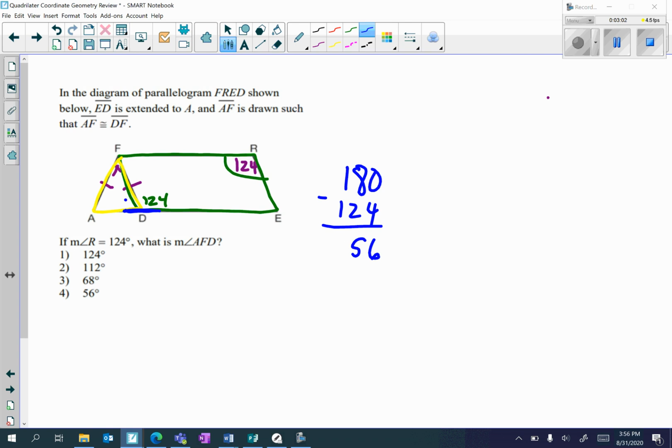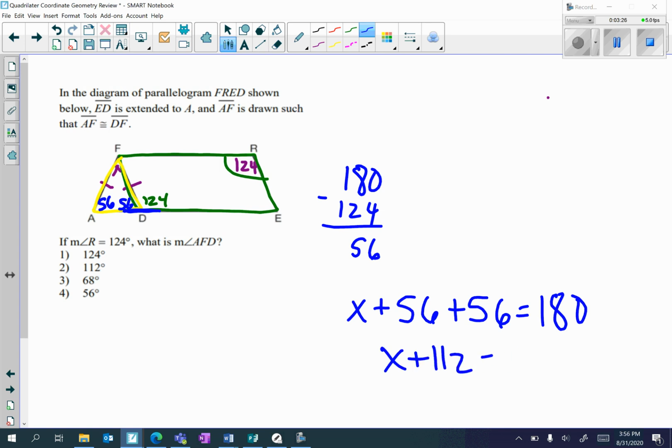So if this is 56, then this also has to be 56 because the base angles of an isosceles triangle are congruent. Then, remember, angles in a triangle add up to 180, so I can do x plus 56 plus 56 is equal to 180. 56 plus 56 is 112. 180 minus 112 is 68. And that is the angle that we're looking for.